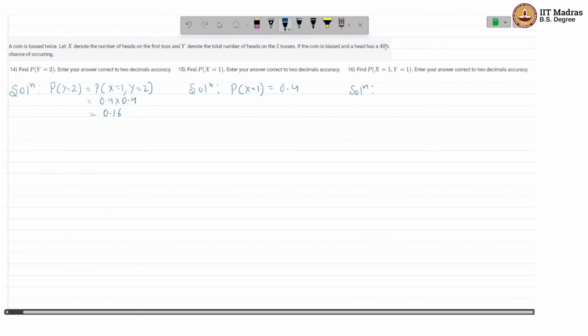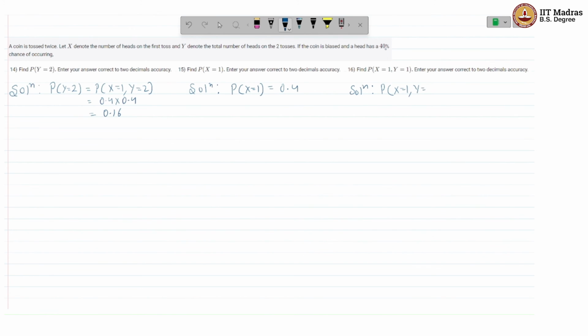Now coming on question number 16. In question number 16 we have to find the probability that X is equal to 1 and Y is equal to 1. This means that we have to find the probability that on the first toss we got heads and on the second toss we got tails. So this will be equal to 0.4 into 0.6, and this is equal to 0.24, and this is the required answer.